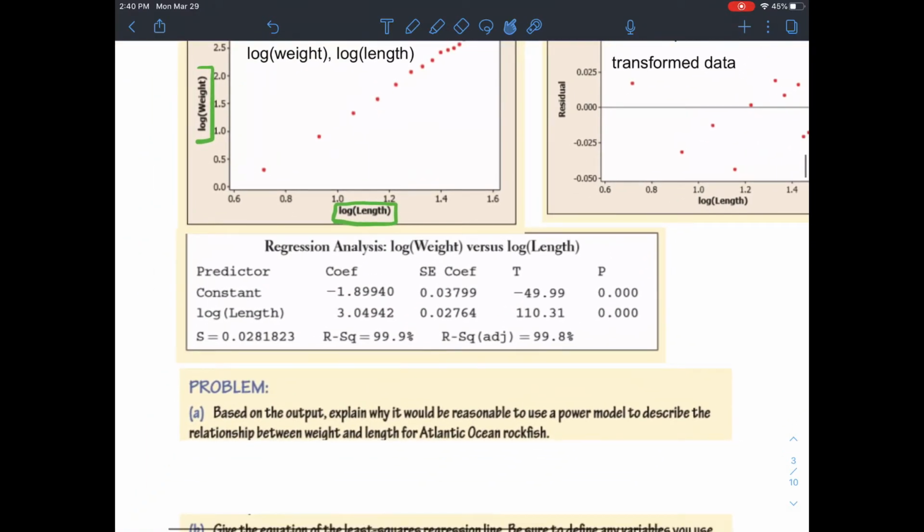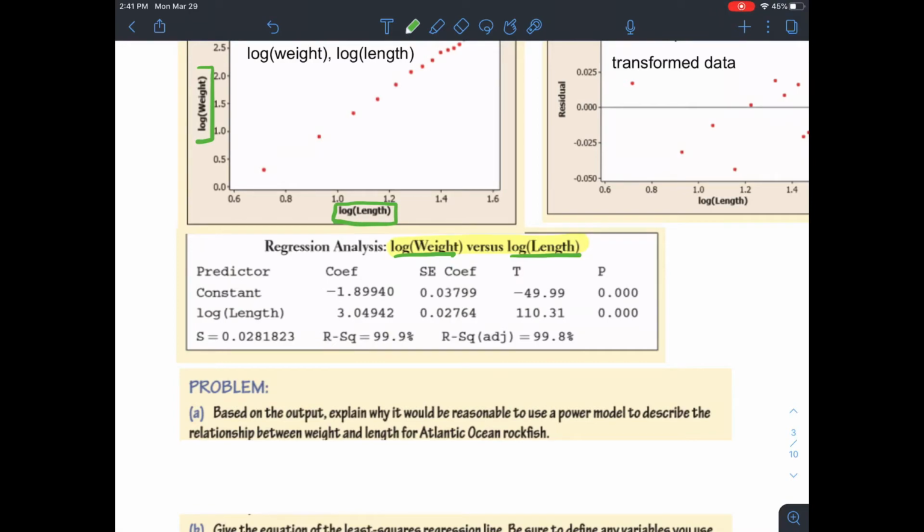You see a computer output that is run not on the original set of data. Notice that our response variable is log of the weight, and our explanatory variable is log of the length. All right, so here's our first question. In part A, it says, based on the output, explain why it would be reasonable to use a power model to describe the relationship between weight and length for Atlantic Ocean rockfish.